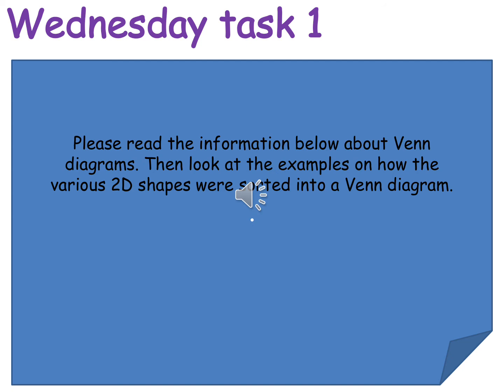Now for Wednesday, we're going on to look at Venn diagrams because we're going to be sorting some 2D shapes into the different sections of a Venn diagram. So the slides below show you an example of a Venn diagram, then they later show you some examples of 2D shapes that have been sorted and the reasons that were given in order to sort those 2D shapes into the Venn diagram.